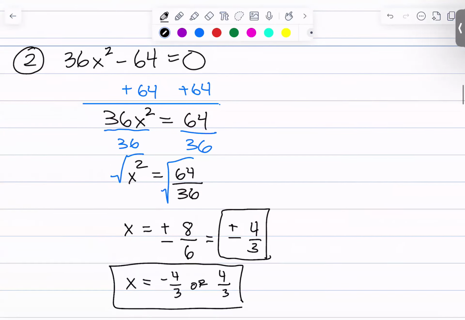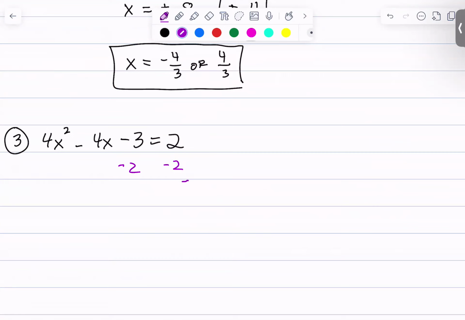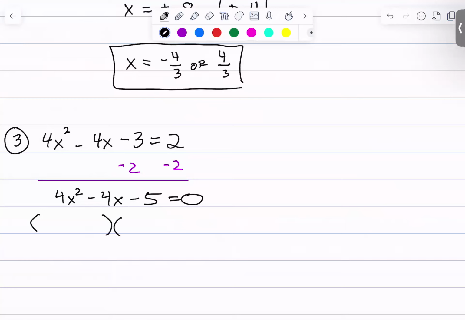Example number 3. In this case, I'm going to subtract 2 to make one side equal to 0. So then that would be 4x squared minus 4x minus 5 equals 0. I see two x variables, so I cannot solve it by taking the square root. So I have to try and factor this out.